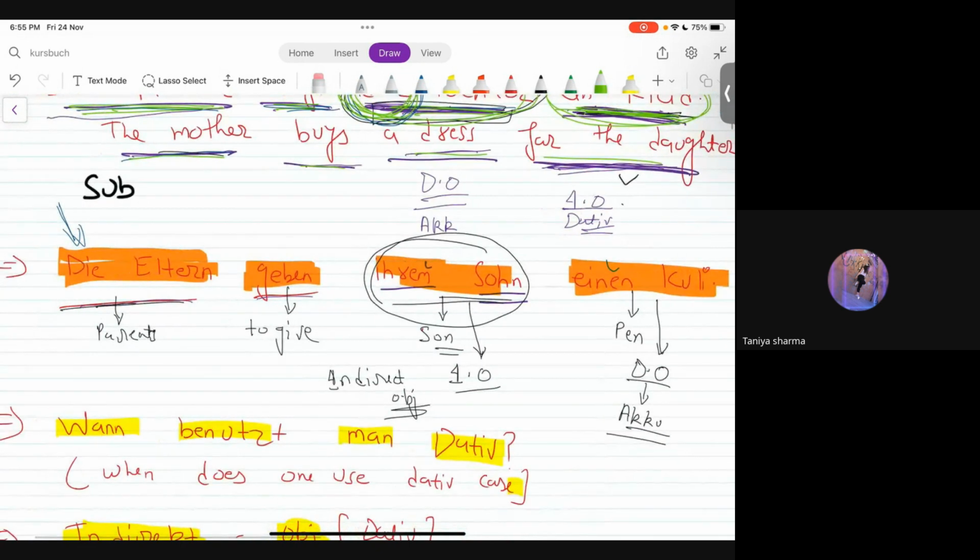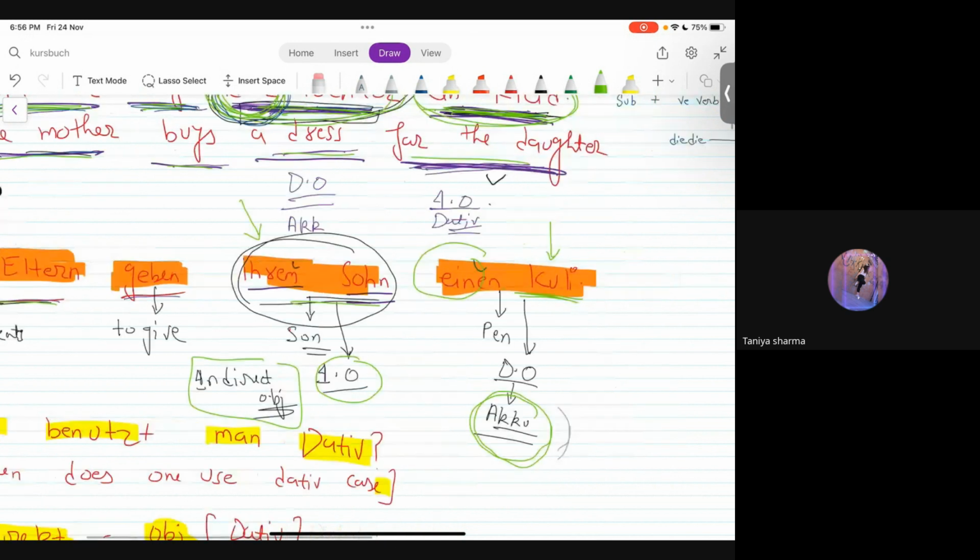Next example. Die Eltern geben ihrem Sohn einen Kuli. What is the direct object here, guys? Kuli. First of all, the parents took that kuli, and then that kuli was given to? Son. So the indirect object is son, and the direct object is kuli. For the direct object we will use accusative. For the indirect object we will use dative.